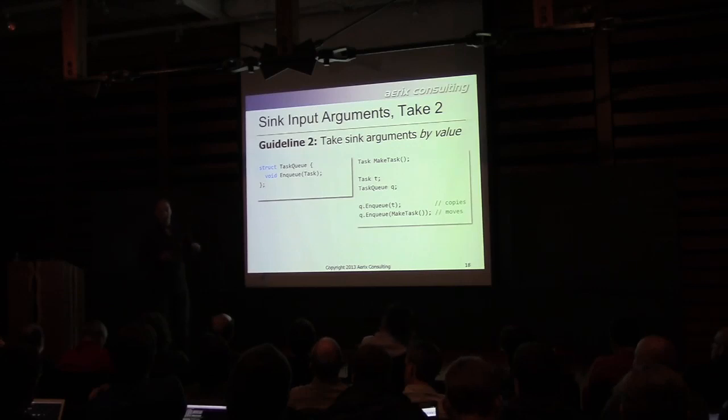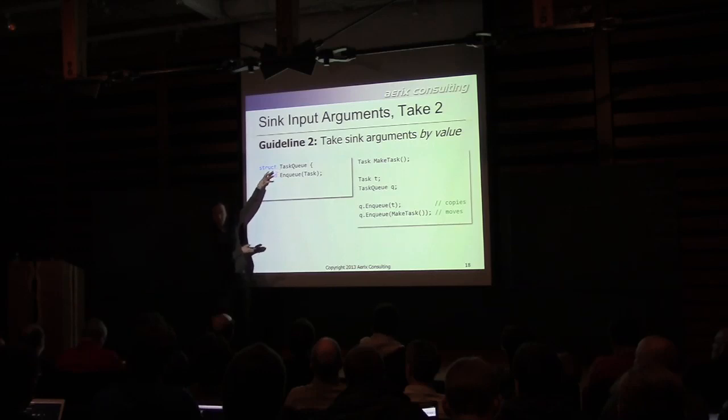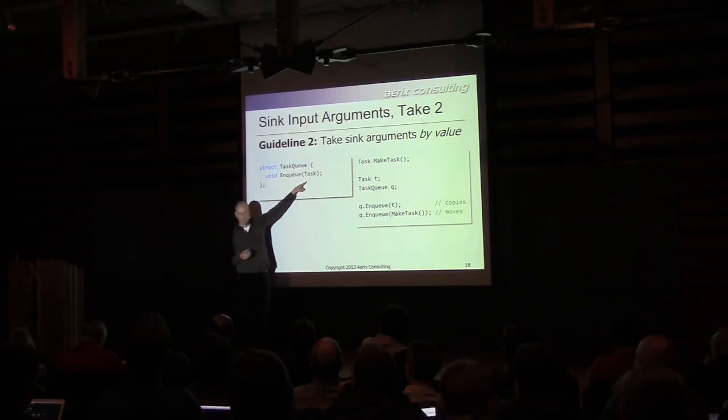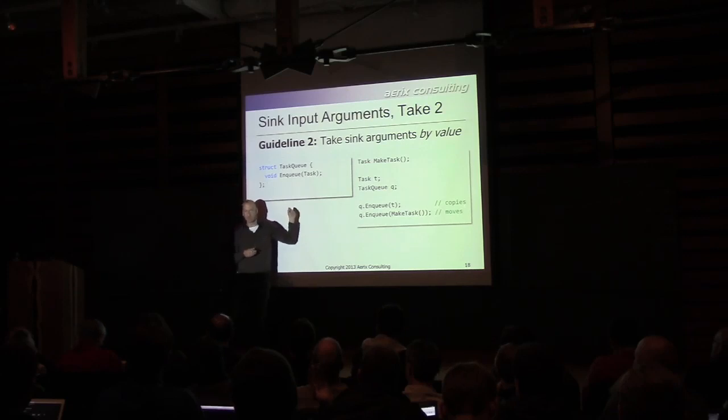Right, because this is an enqueue function, and that's a sink argument. What you're going to be doing, presumably, you've got some queue inside this task queue object, maybe a vector of tasks. And what you're going to be doing is you're going to take that argument that you've been passed, and you're going to move it into the vector. So if you don't have this thing by value, so say this function took a const ref, you have to make a copy within the enqueue function. A copy has to happen, one way or the other.